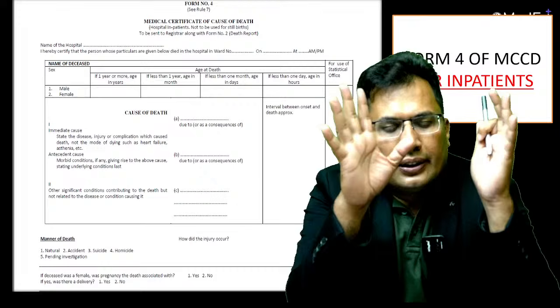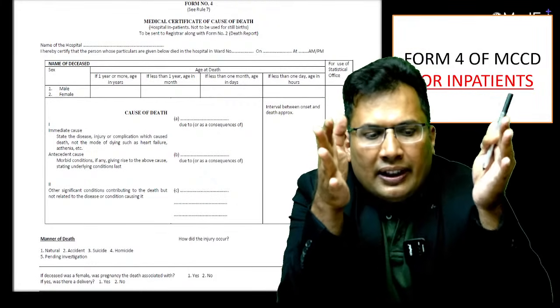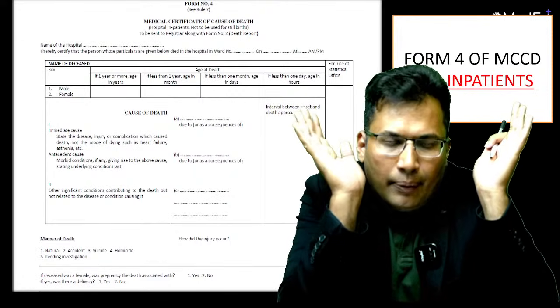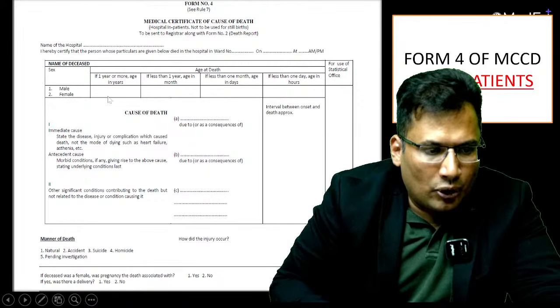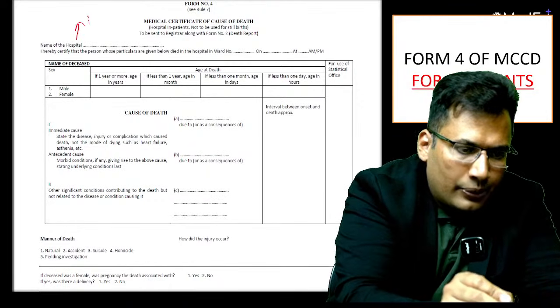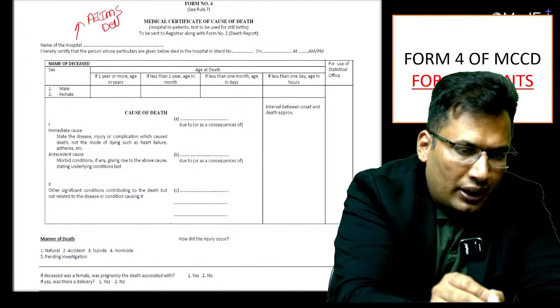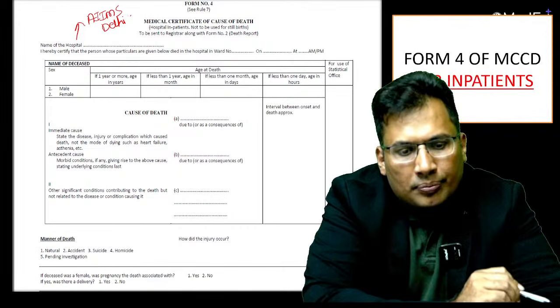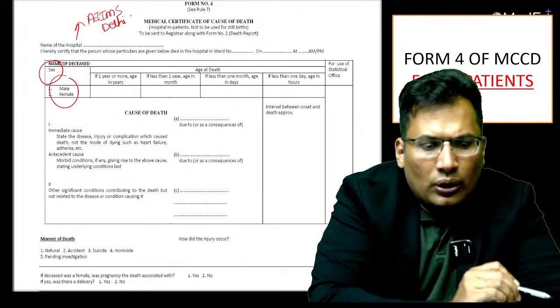Now concentrate. What is MCCD? MCCD means medical certificate of cause of death. In this you need to write the name of the hospital, like AIIMS Delhi, MMC New Delhi. Then you can write all the details, male, female and all.